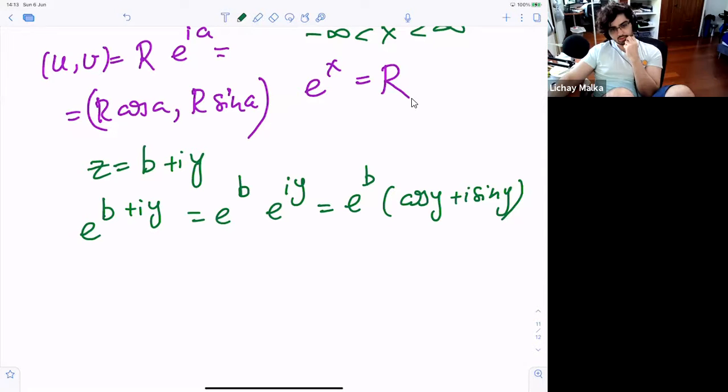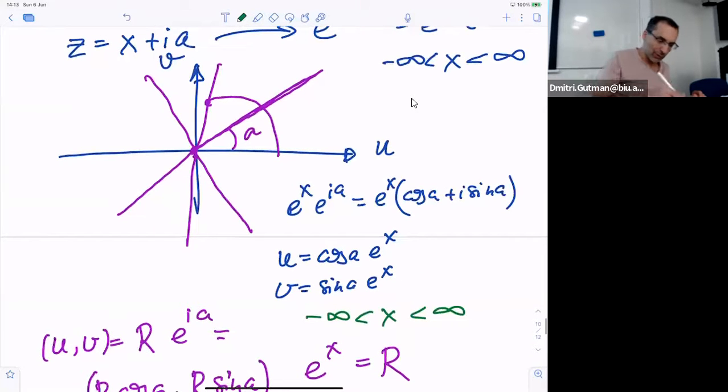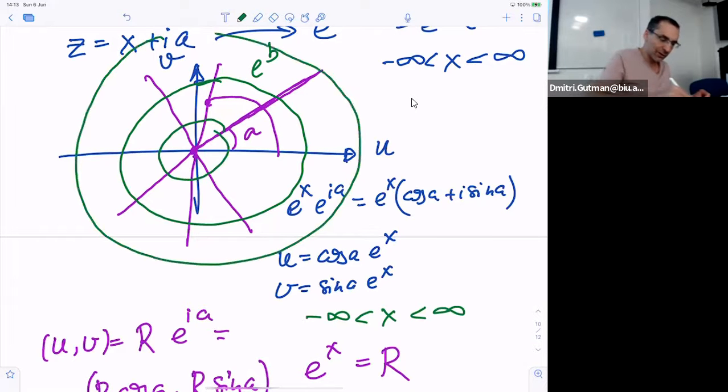It is a circle with a radius of e to the b. Yes, so now the circle will be a circle with the radius r equal e to the power b, and this will be an angle. So now the green line will become a circle of radius e^b. So green lines will be concentric circles, and purple lines are radius vectors for these concentric circles, and they are obviously perpendicular.